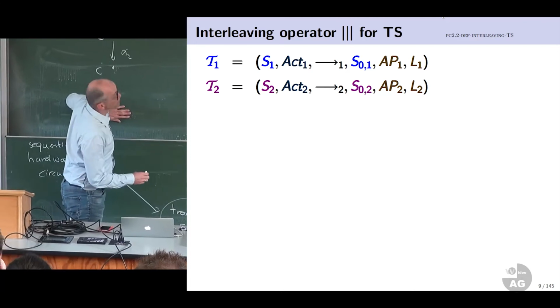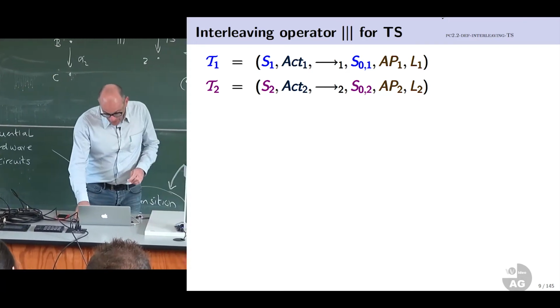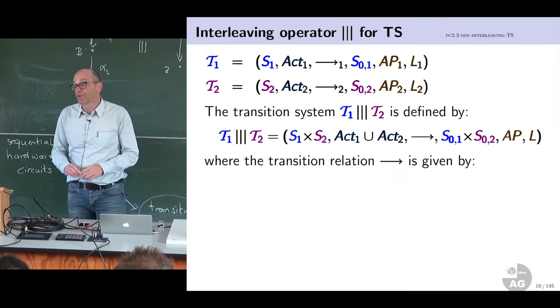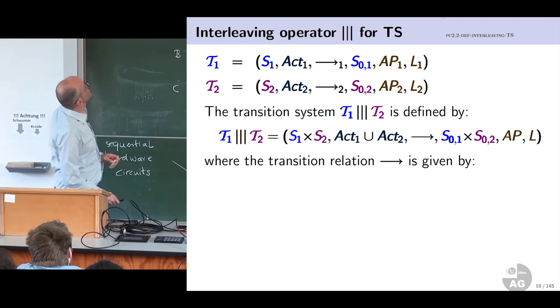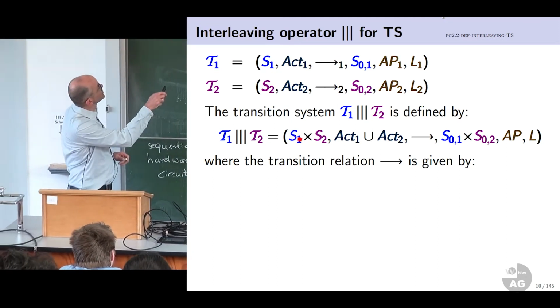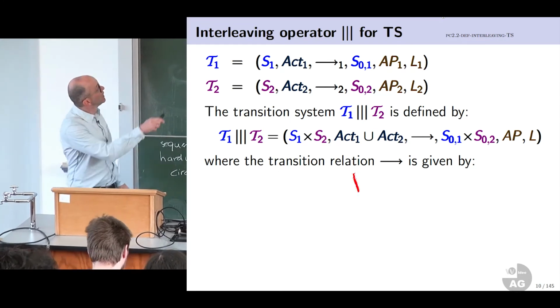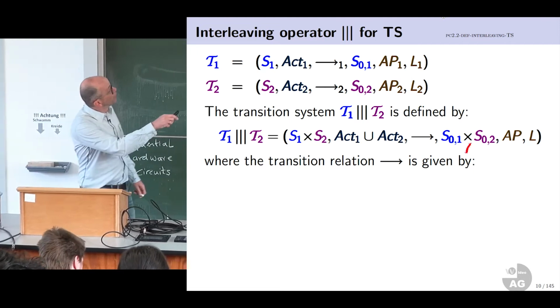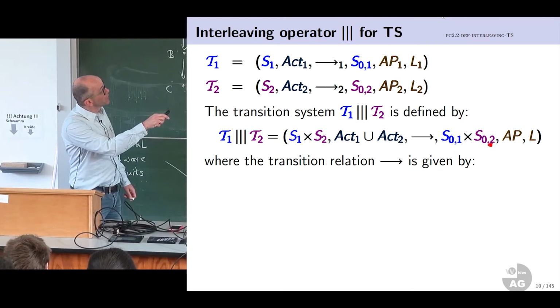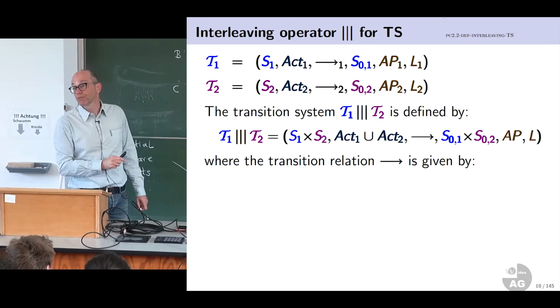This is defined as follows. We take as input two transition systems, T1 and T2. And now what we're going to do is define this Cartesian product, which means that the set of states is just a Cartesian product of the state space of the individual transition systems. We take the union of the actions. What are the initial states? The initial states are just a Cartesian product of the initial states in the first transition system times the initial states in the second transition system.